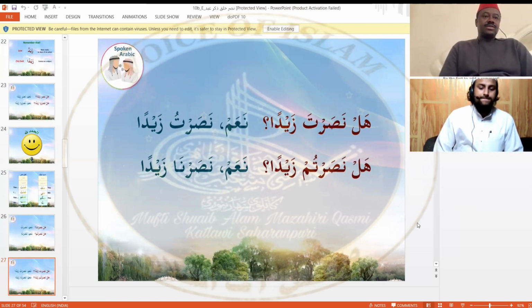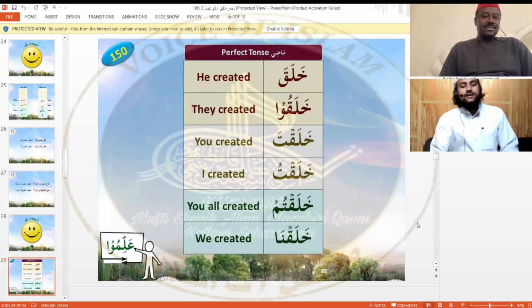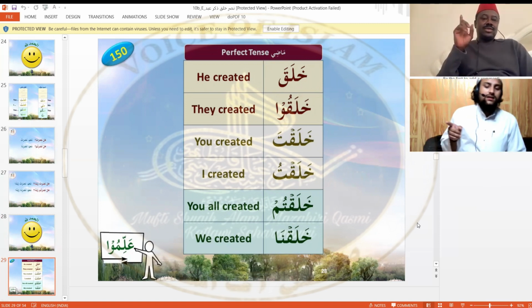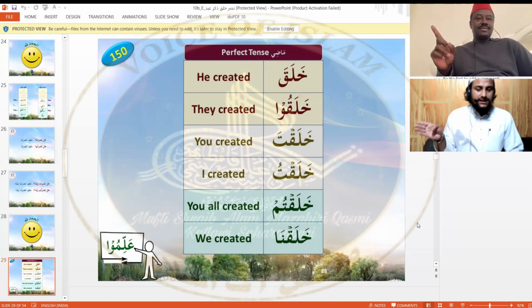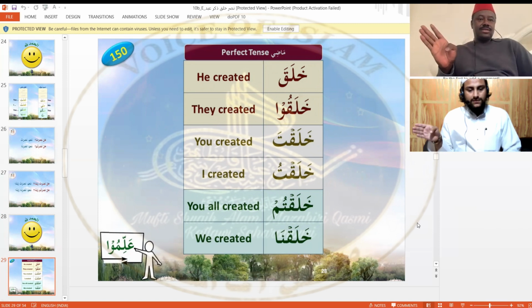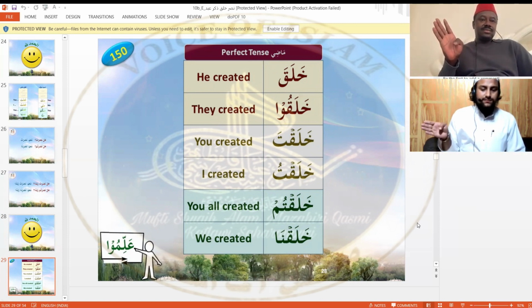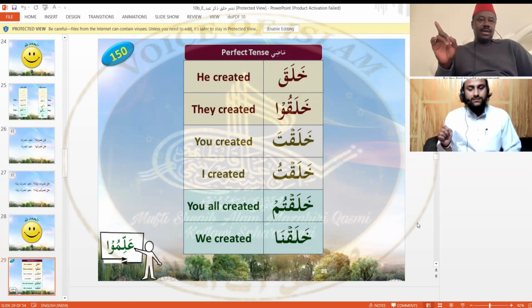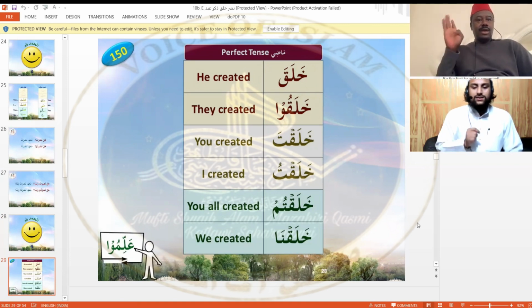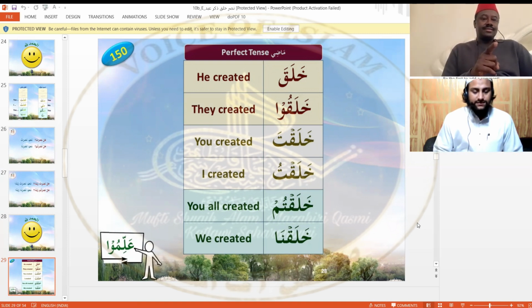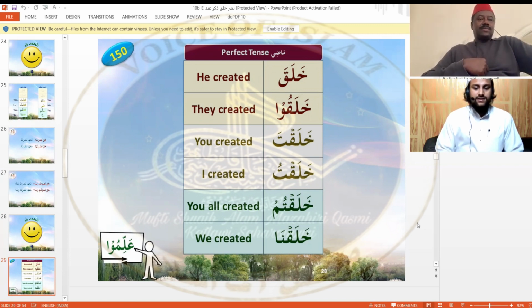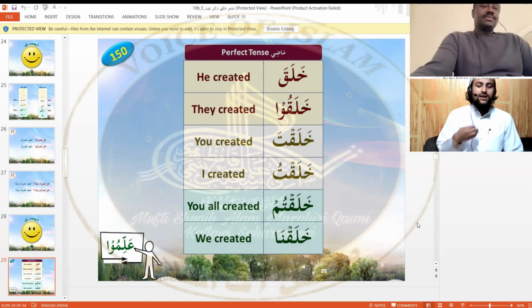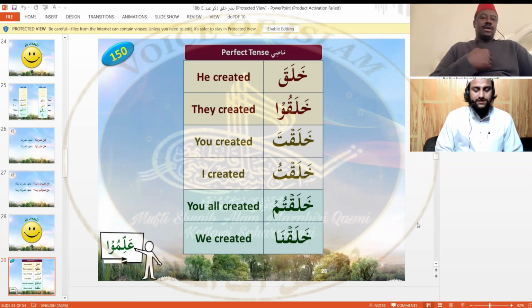Naam, nasarna Zaidan. Okay. Let's take a new word. Khalaqa, he created. Khalaqu, they created. Khalaqta, you created. Khalaqtu, I created. Khalaqtum, you all created. Khalaqna, we created.